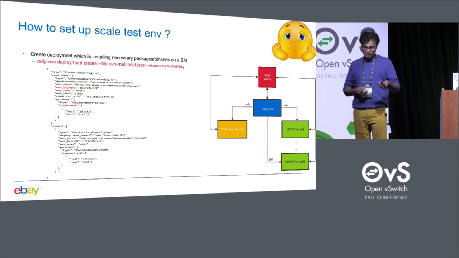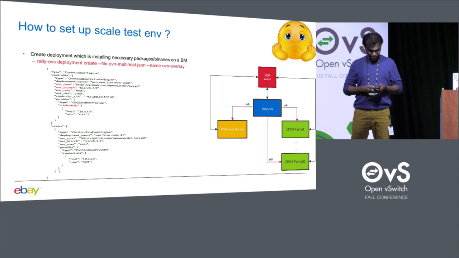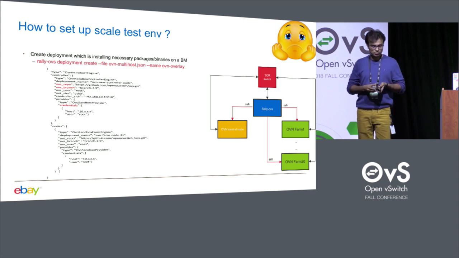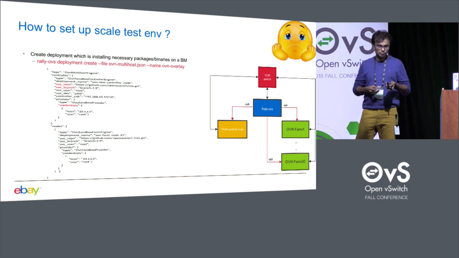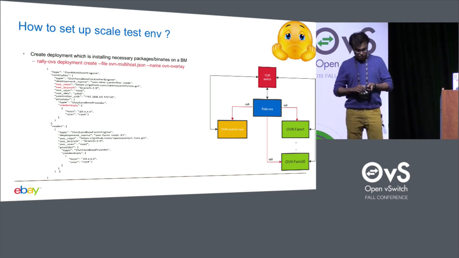So in this, it's just a simple payload. You can specify the repo. You can give the branch, which customized branch we need to test. And this is the payload for just one farm and one central node. So as part of the deployment, it sets up one standalone OVN central node, which has northbound, southbound, and northd installed.